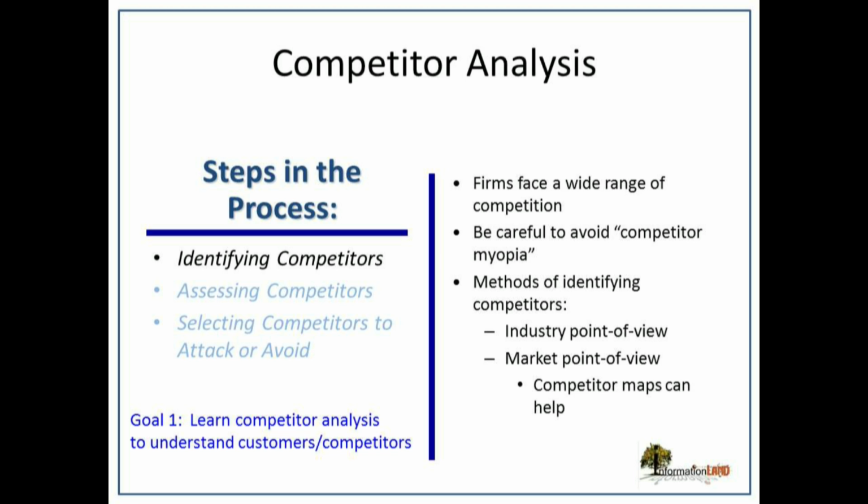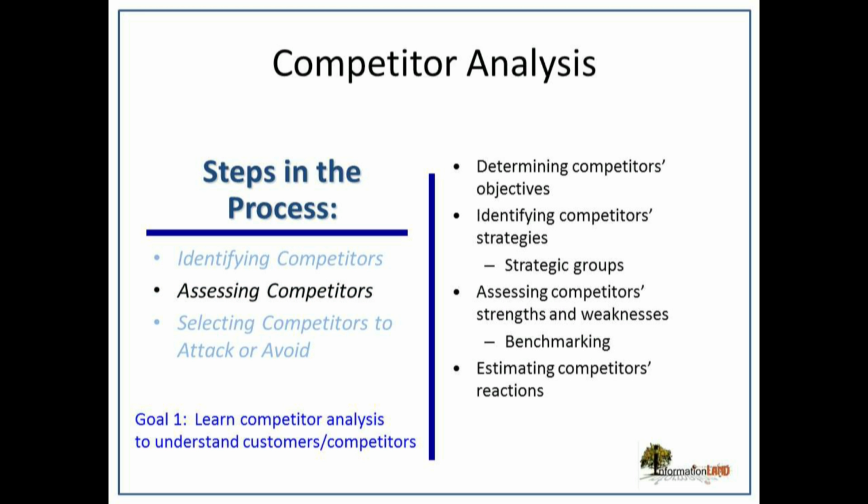Now let's look at the first step, identifying them. The firm faces a wide range of competition. That company must avoid competitor myopia, short-sightedness, so to speak. There are methods of identifying who truly are your competitors. For that, you need to have a specific point of view. It's an industry point of view or a market point of view. So you either compete within the same industry or within the same market, or both. You can make competitor maps that will help you in the identification. And your first goal is to learn the competitor analysis to understand customers and competitors.